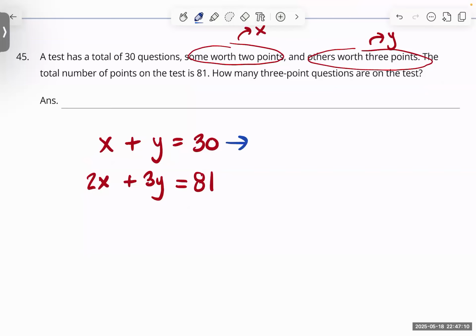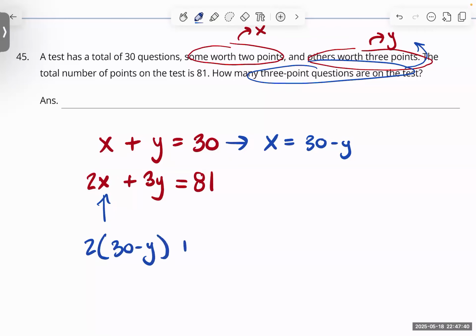Substitution means I'm gonna change it so that one of the variables is equal to another. Let's choose X, because we're solving for Y. So X equals 30 minus Y. Since I already have X, I can plug it in here: 2 times (30 minus Y) plus 3Y equals 81.